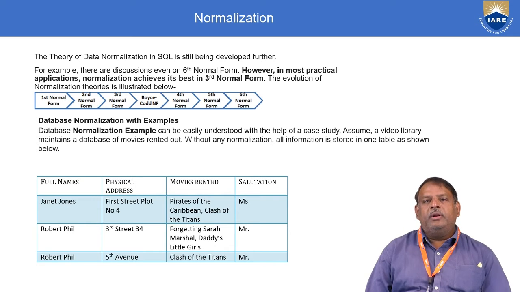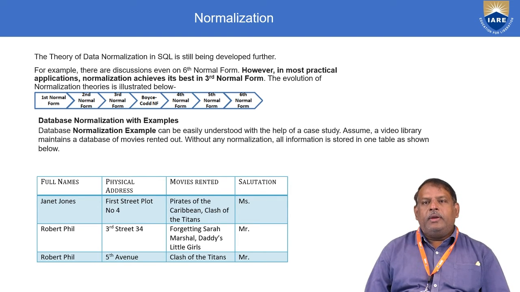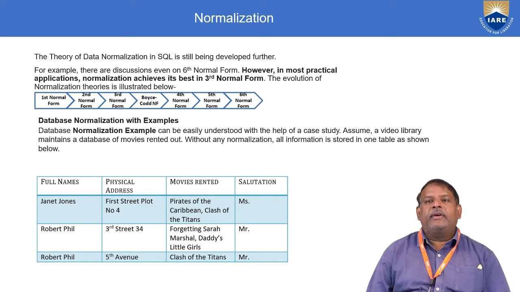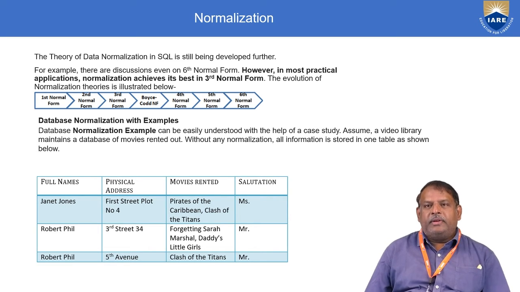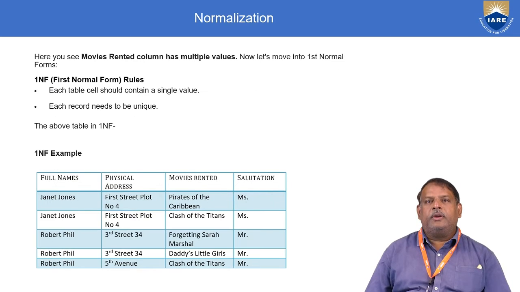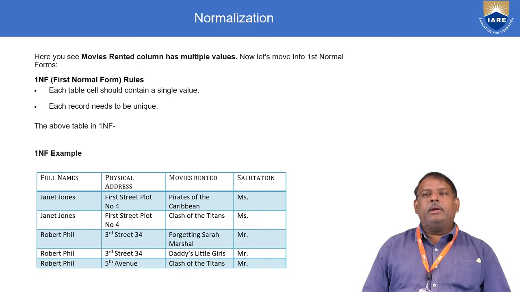Example: Robert Phil has taken one movie, Forgetting Sarah Marshall, and Jones has taken two movies, Pirates of the Caribbean and Clash of the Titans. Whereas another Robert Phil, not the earlier one, who stays on 5th Avenue, has taken one movie, Clash of the Titans. Okay, this is the basic database table. Now we'll apply normalization to this. Here you see the movies rented column has multiple values.